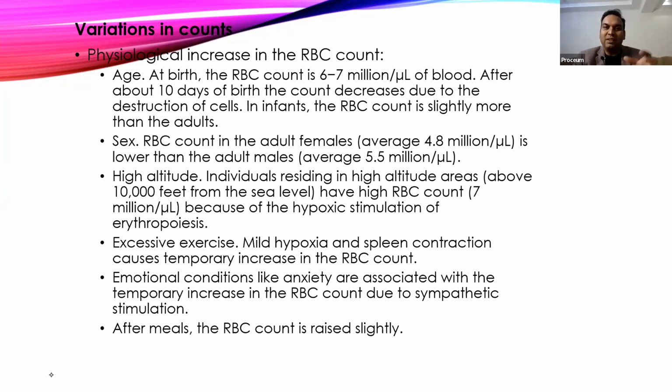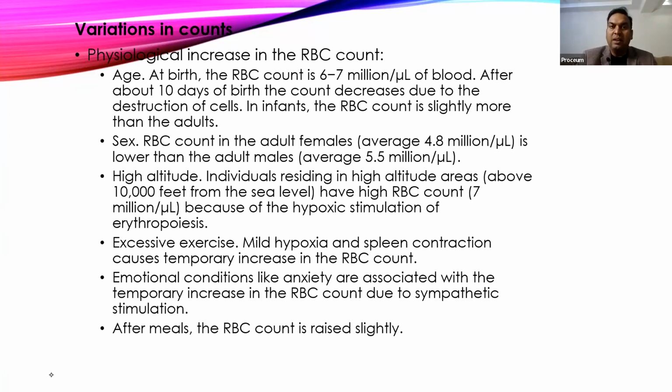Formation of new erythrocytes is called erythropoiesis. Okay. This next condition is altitude. When you go to a higher altitude, usually above some 10,000 feet height, oxygen concentration goes lower, and that will stimulate erythropoiesis by releasing erythropoietin from the kidney, and more RBC will form, and that leads to increased RBC count.